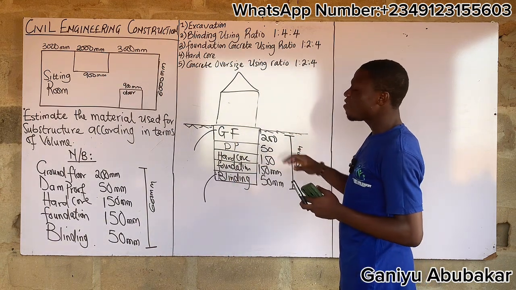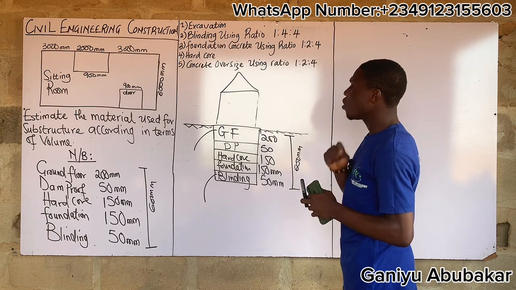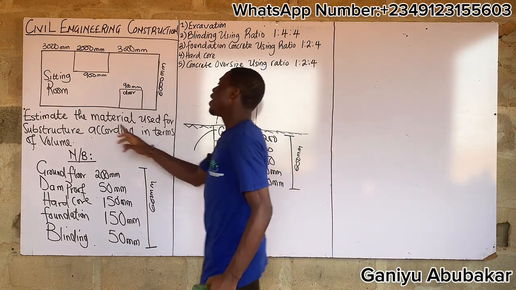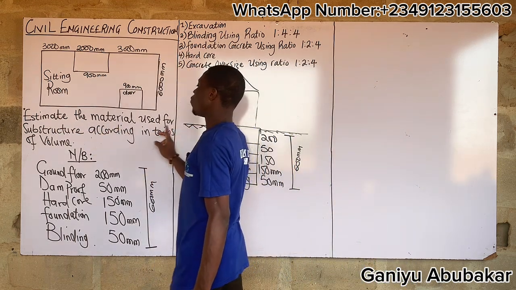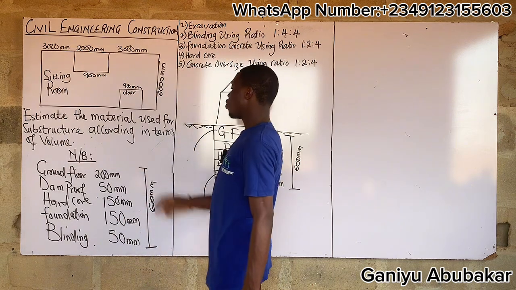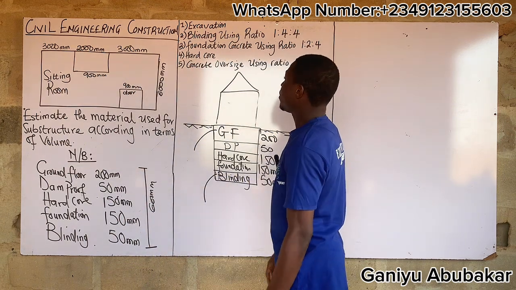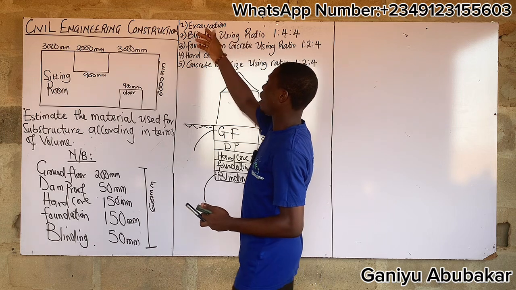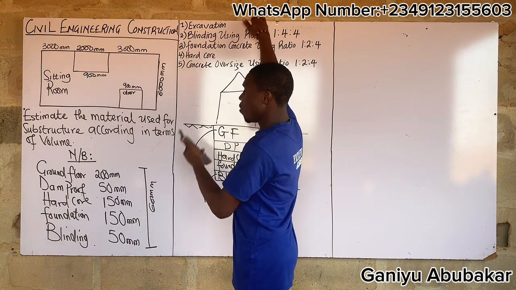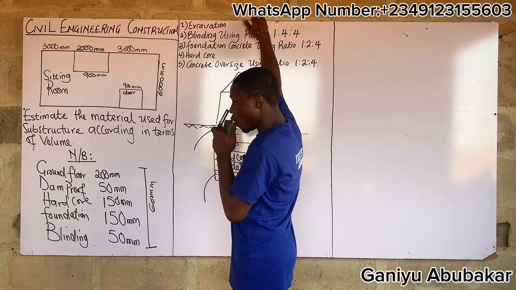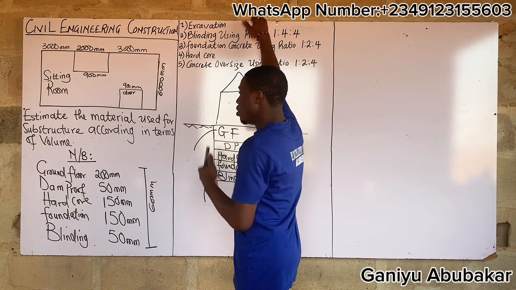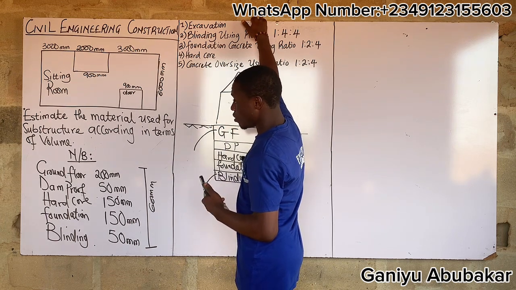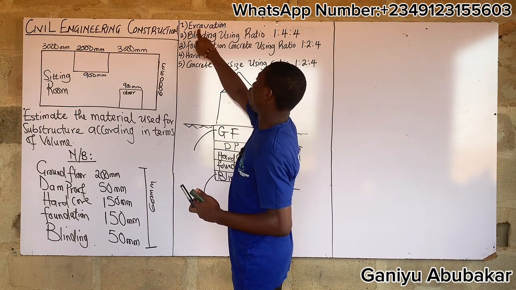All right, I haven't explained this concept here. Let's look at the question very well. It said, estimate the material used for the substructure in terms of volume. I'm going to find the quantities of the cement, sand, and granite, or perhaps all the material needed for this plan. So, excavation, right?